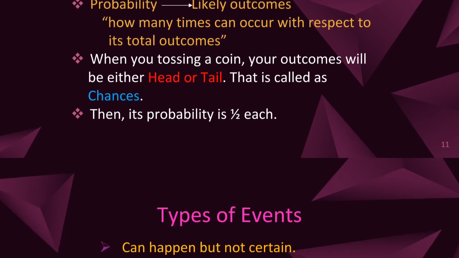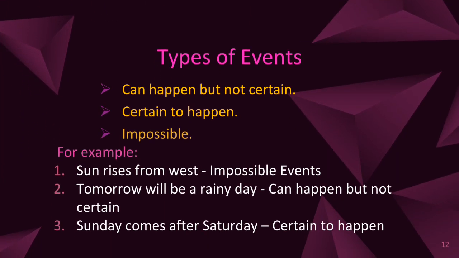Now, we are moving to types of event. Here you are having 3 types. That is, can happen but not certain. Second one, certain to happen, will definitely happen. Third one, impossible, will never happen.